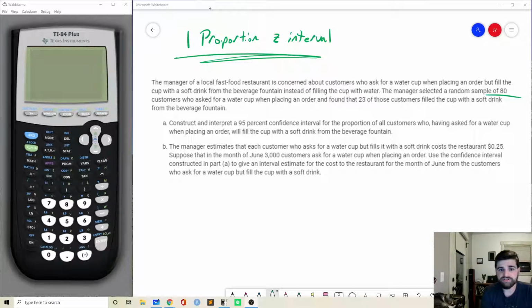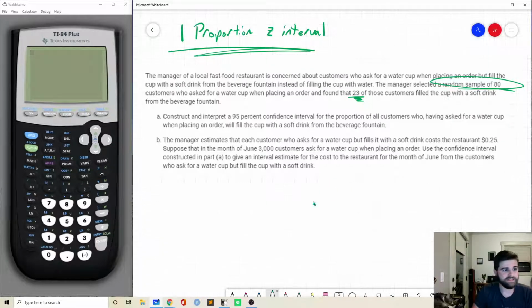So the manager takes a random sample of 80 customers who ask for water, and he finds out that 23 of those customers put soda in their water cup. Okay, so our question here is to construct and interpret a 95% confidence interval for the proportion of all customers who, having asked for water when placing an order, will fill up the soft drink.